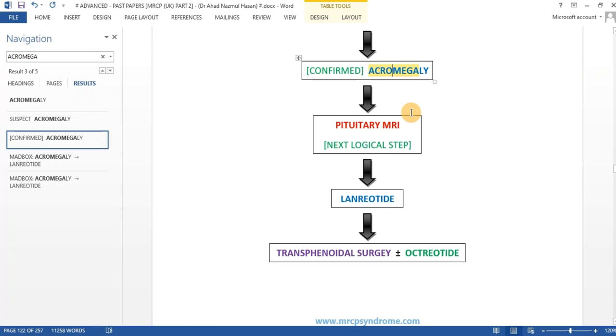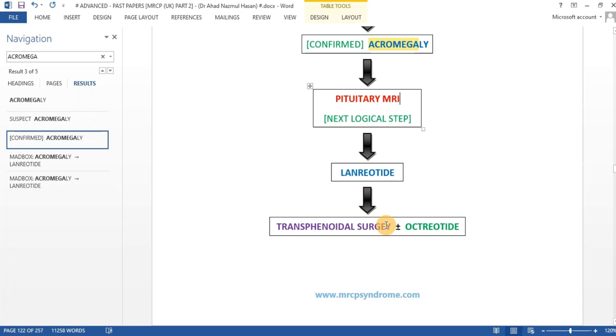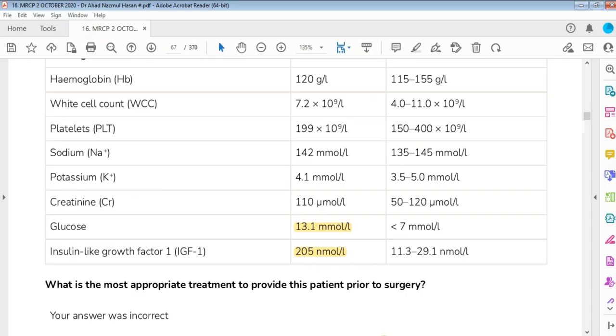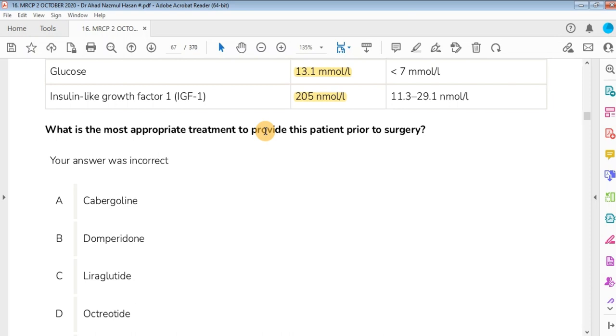And based on the past test, lanreotide is the first line choice of drug. Since this is a non-invasive procedure, we should start with the pharmacological therapy. And the definitive choice of treatment is transsphenoidal surgery. Octreotide is often used as an adjunctive therapy along with transsphenoidal surgery. So first line is lanreotide, definitive is transsphenoidal surgery, and adjunctive is octreotide. And octreotide is a somatostatin analog. So the most appropriate treatment to provide this patient prior to surgery is octreotide as an adjunctive therapy.